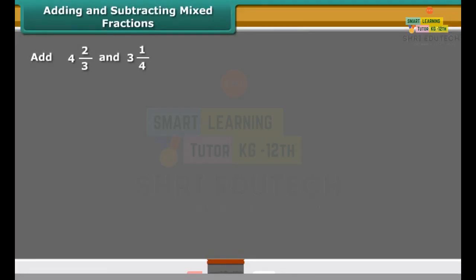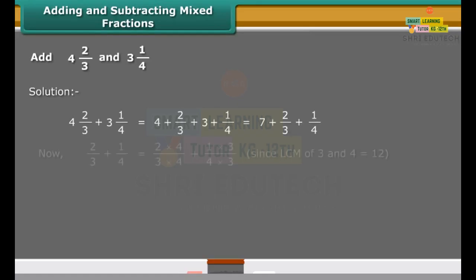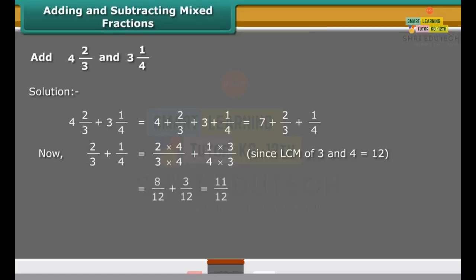Mixed fractions can be written either as a whole part plus a proper fraction or entirely as an improper fraction. One way to add or subtract mixed fractions is to do the operation separately for the whole parts and the fraction parts, and the other way is to write the mixed fractions as improper fractions and then directly add or subtract them.